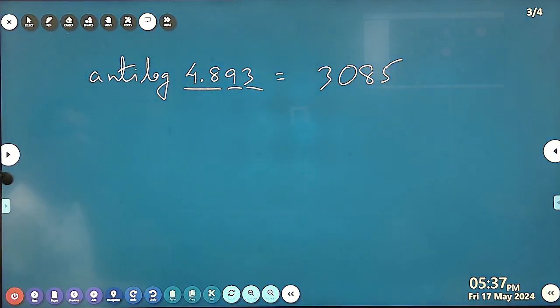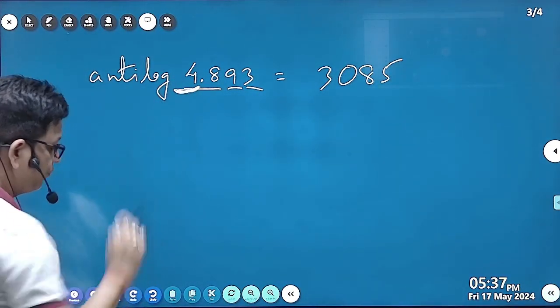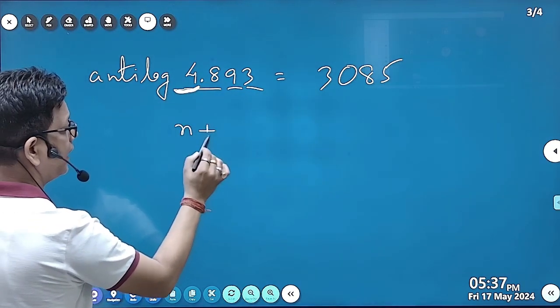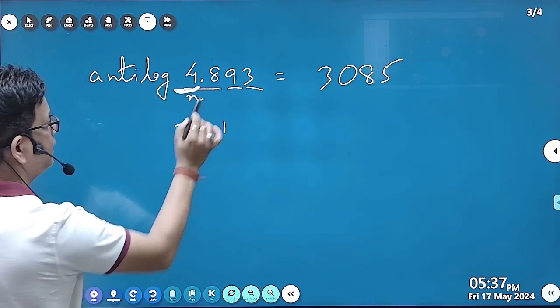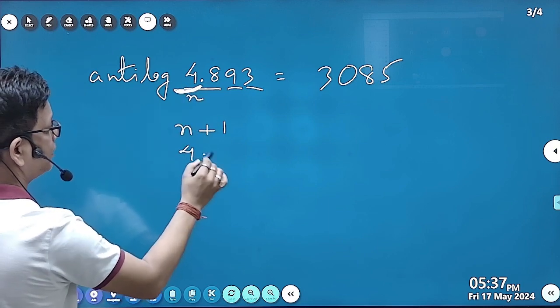Now what you need to do is, what is this number? What is this number? 4. Now think of this number as n. Then the rule is n plus 1. So this number is n. Then what? N means how much is this? 4. So it will be 4 plus 1.